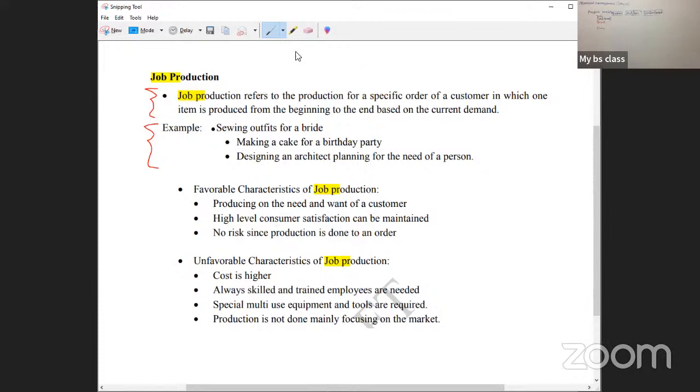Now let me explain. Yes, as you know, the job production is all about a specific order for a customer. One item is produced from the beginning to the end based on the current demand.